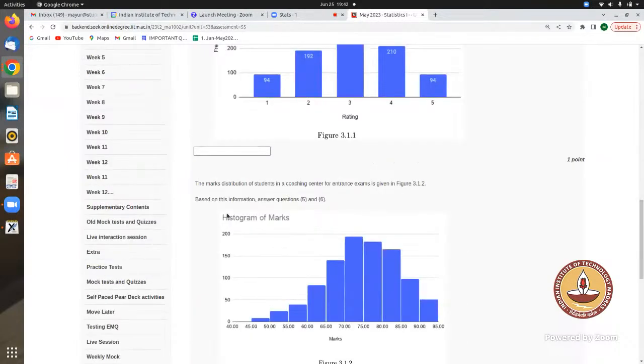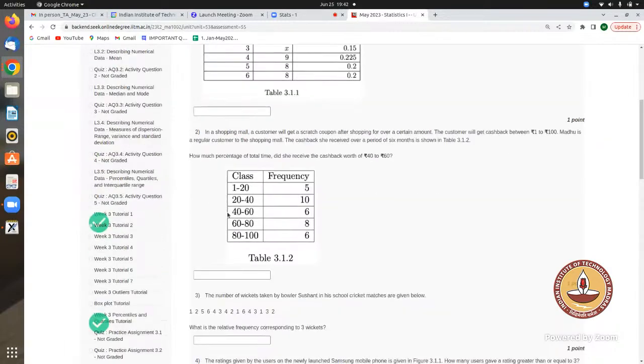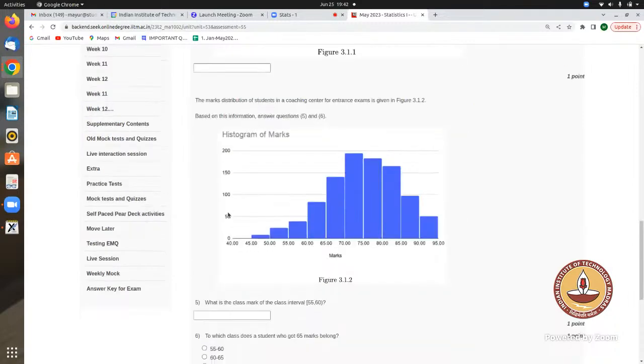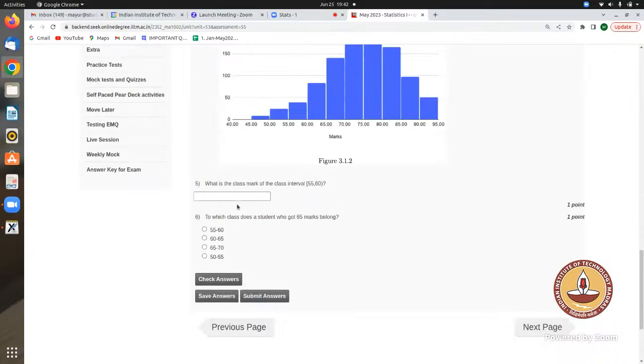Okay, 5 and 6. So what is the class mark of the last question in the class interval? Yeah, I'll do 5 and 6 because this belongs to the same question. So I'll just take that one, right? First of all, try to understand the intervals.